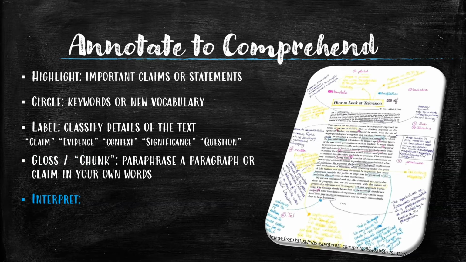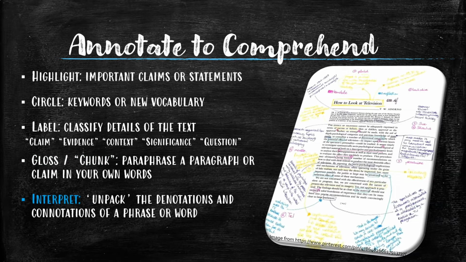Next, we want to annotate our interpretations. This is where we might unpack the denotations and connotations of a phrase or a word. So if we are interpreting one word or one phrase, we might unpack the denotations by writing down the definition, by writing down what it means in simpler terms.